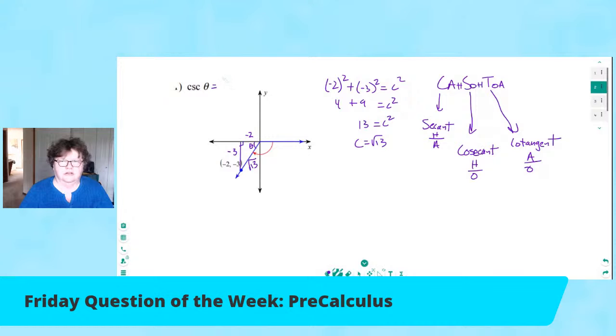So we're looking at cosecant. So we're going to do h over o. And that would give us square root of 13 over, now opposite to that angle, opposite is over here, adjacent is here, so it'd be over -3. And boom, just like that, you're done. So as soon as you've built the triangle, you've got all you need to find any trig function that you want.